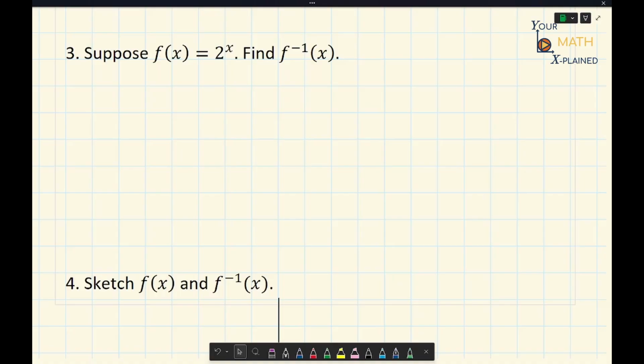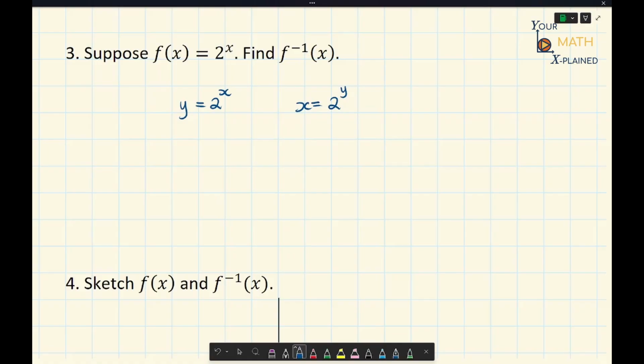For our next question, suppose we have a function f of x and it's equal to 2 to the power of x. We want to find the inverse function. So to do that, we're going to set f of x equal to y. And then we're going to swap our x and y. So we start with y is equal to 2 to the power of x. We're going to perform our swap. So then we get x is equal to 2 to the power of y.